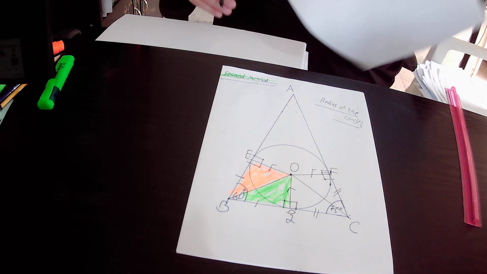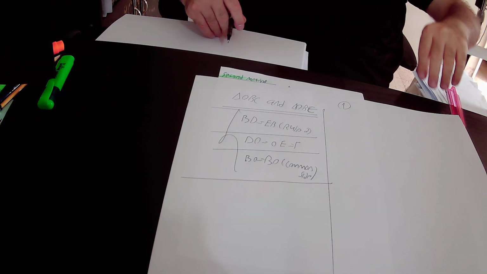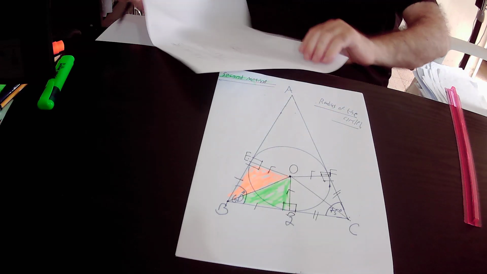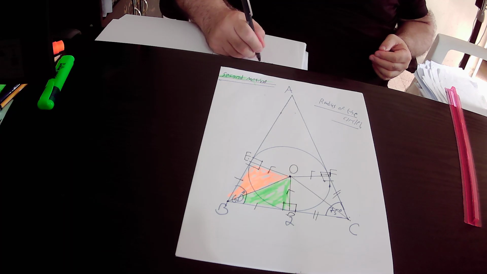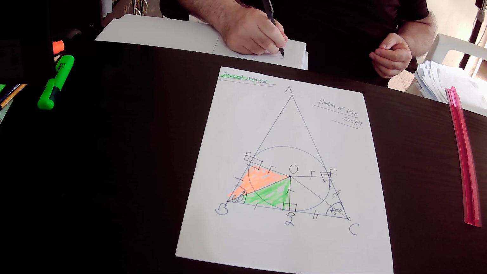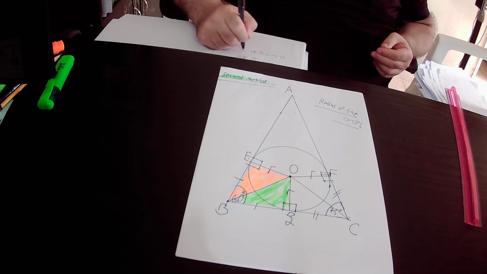So, we actually proved that the green triangle is congruent to the orange triangle according to the side rule. So I write it down. Triangle OBC is congruent to triangle OBE according to the side rule.